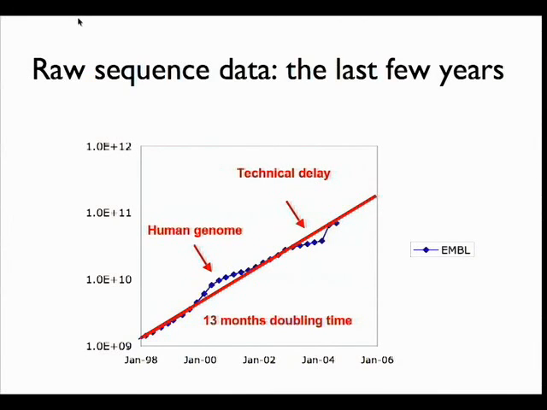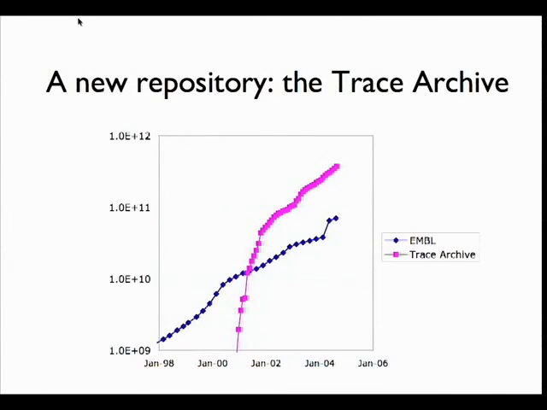And in the meantime, we've constructed a new archive for the raw, unassembled sequence, because there's a lot of things that come out of sequencing machines which never get assembled into full genomes, but it's still useful data to search. That's doubling every 11 months. And the database for that is currently 35 terabytes. It's one of the bigger Oracle databases out there.